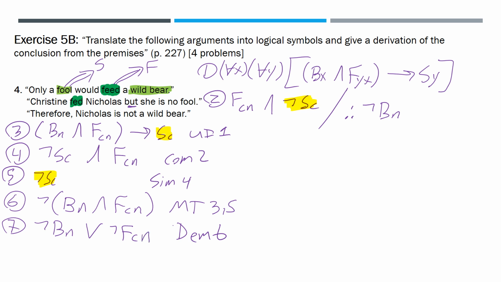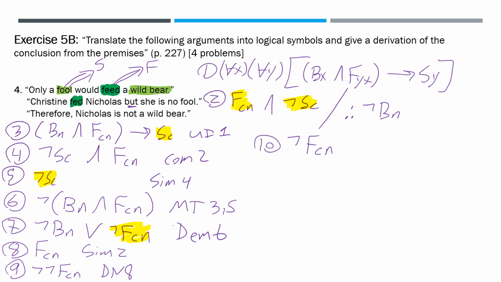Notice in line 2 we have this FCN, which is contradictive to not FCN. So for line 8, we can get FCN by the simplification of 2. For 9, we can double negate that, not not FCN, double negation 8. For 10, we could say not FCN or not BN by the commutative rule, line 7. And then for 11, we can say not BN by the disjunctive syllogism, 9 and 10.